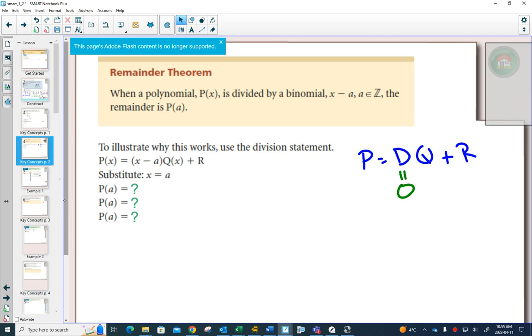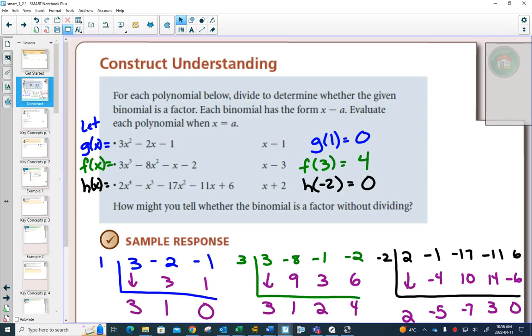Now the remainder theorem is going to be important for us because it's going to help us figure out how to factor. The next stage that we're looking at in this unit is how we can use synthetic division, long division, and our knowledge of equations to help us factor.